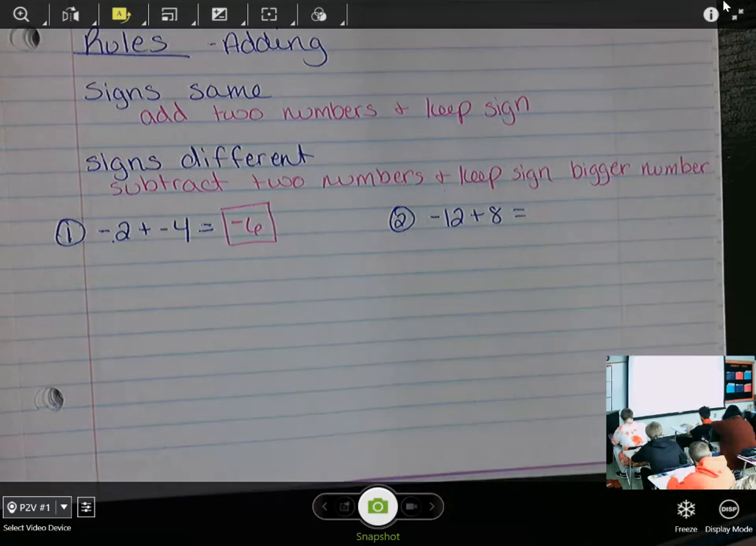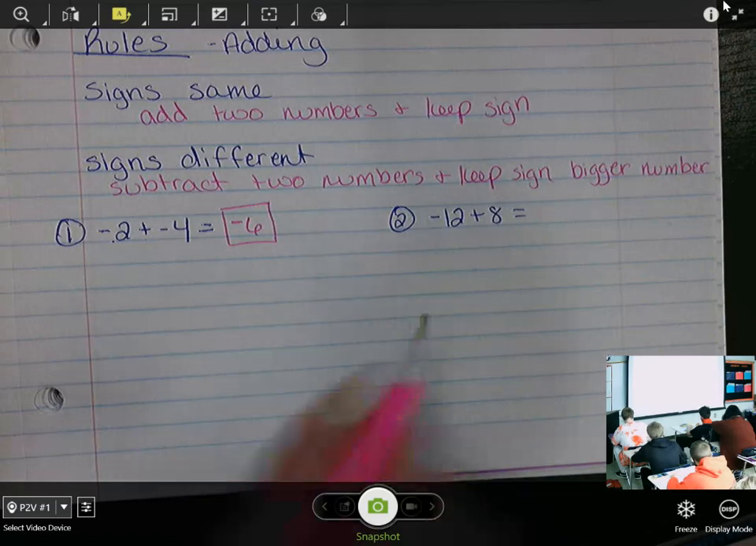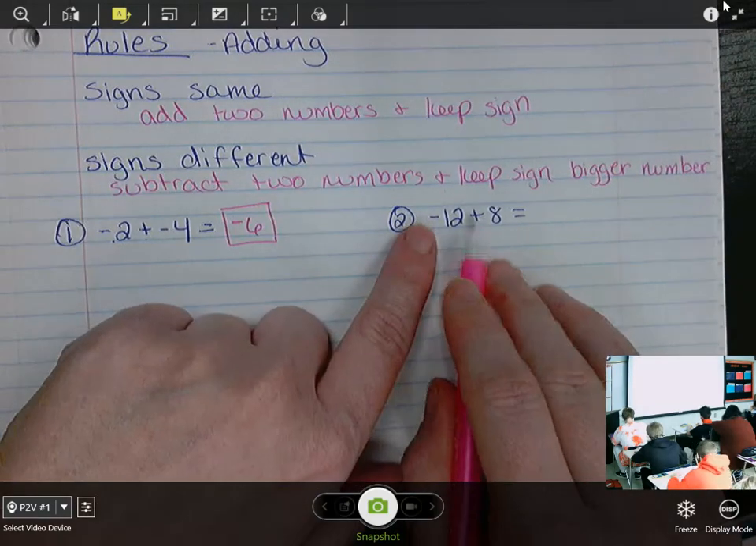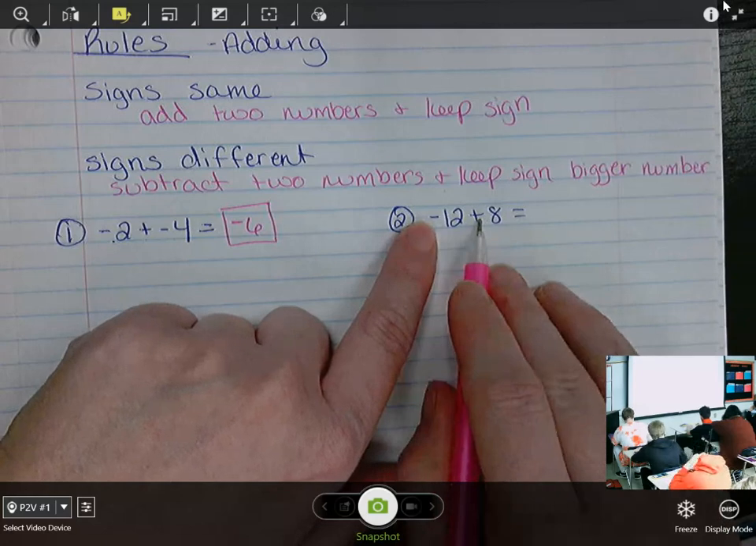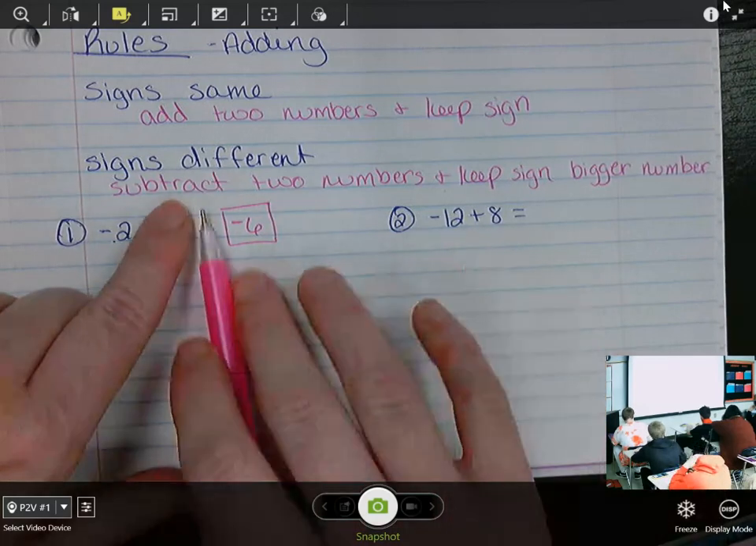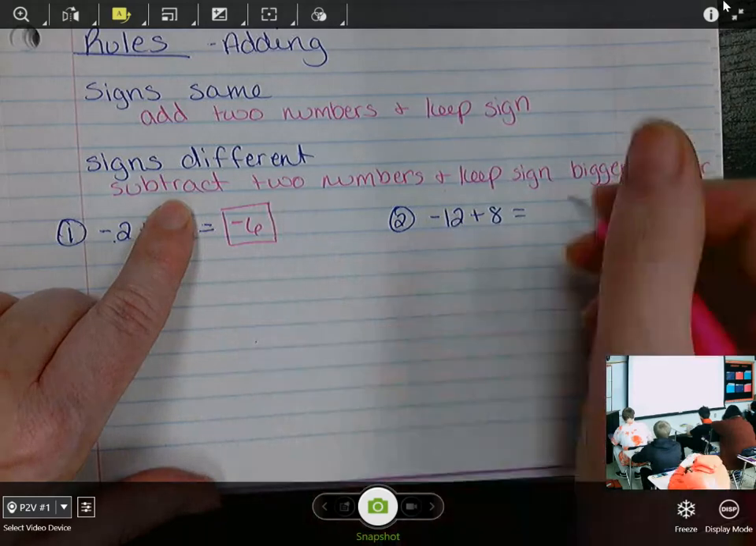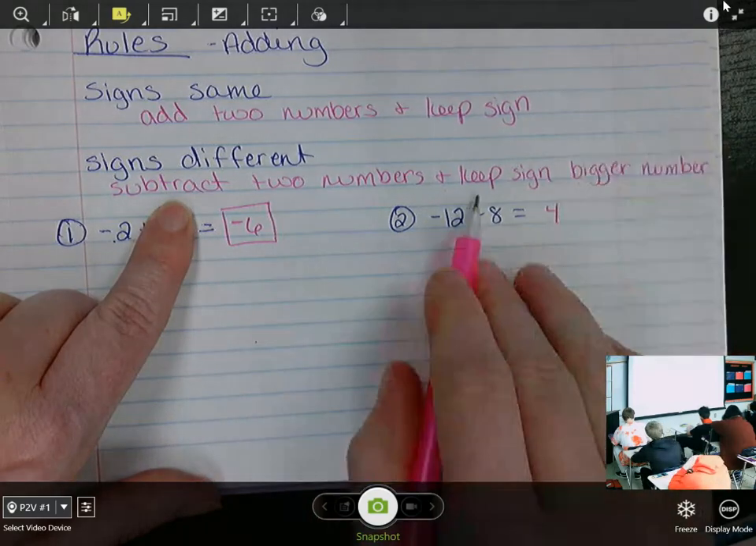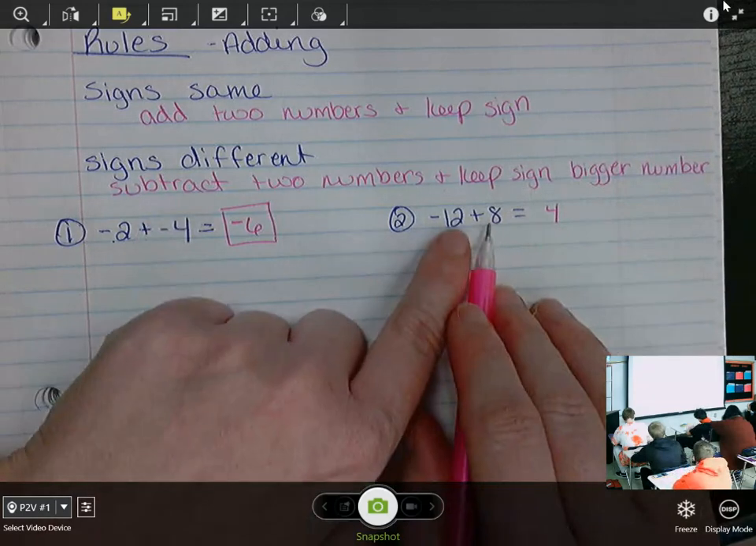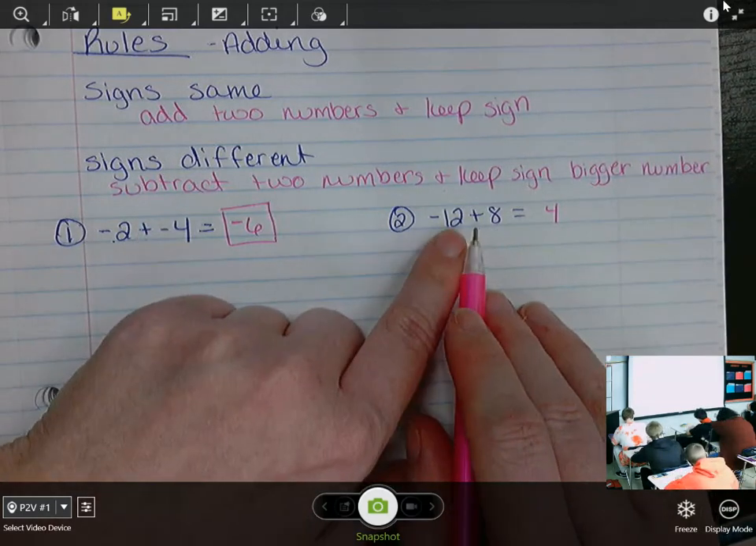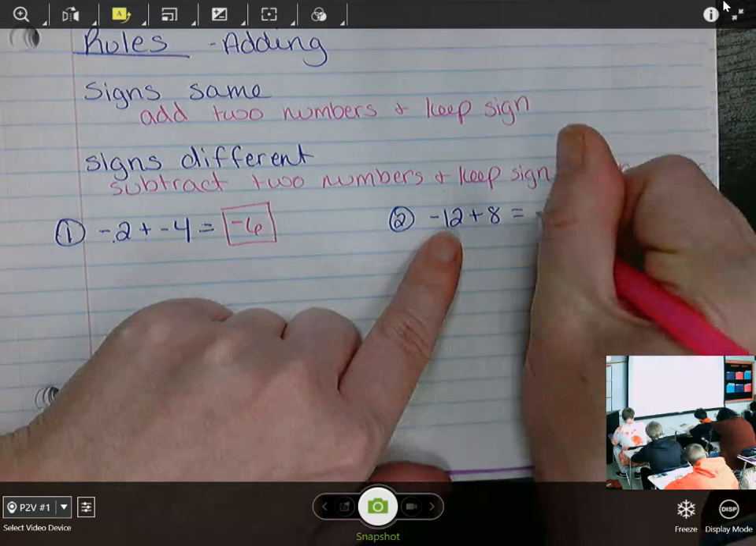-12 plus 8. Okay, so look and see if the signs are the same or different. This one's negative and that one's positive, so they're different. So that tells me to subtract the two numbers. Well, 12 minus 8 is 4. And then it says keep the sign of the bigger number. Well, between 12 and 8, 12's bigger and it's negative, so it makes it -4.